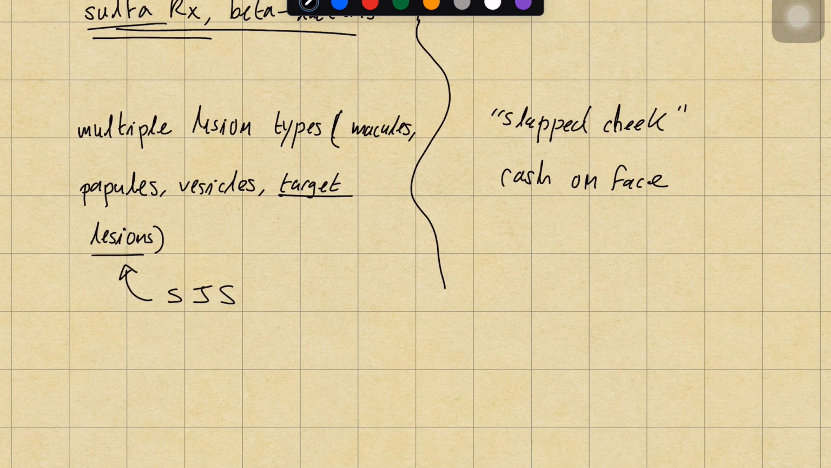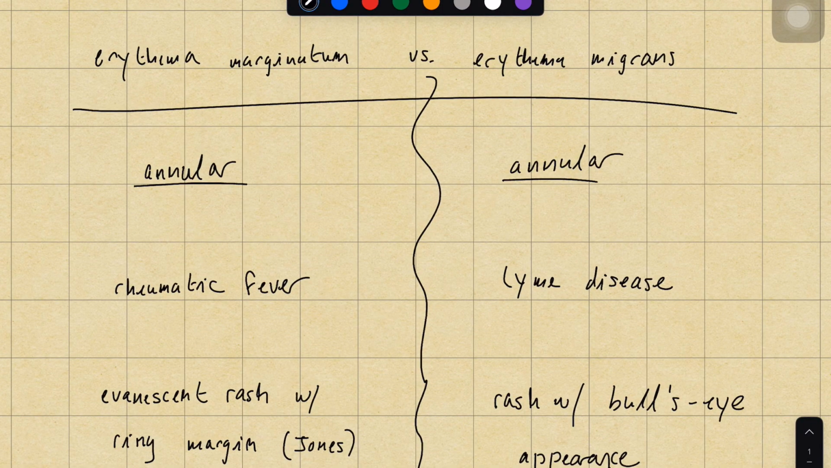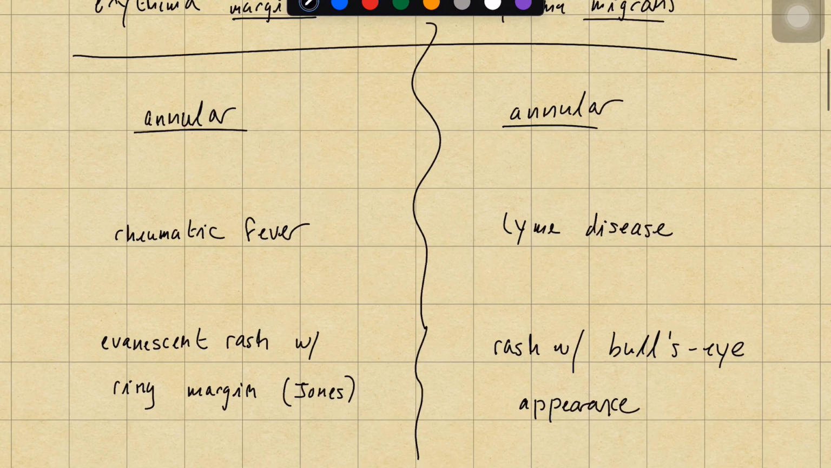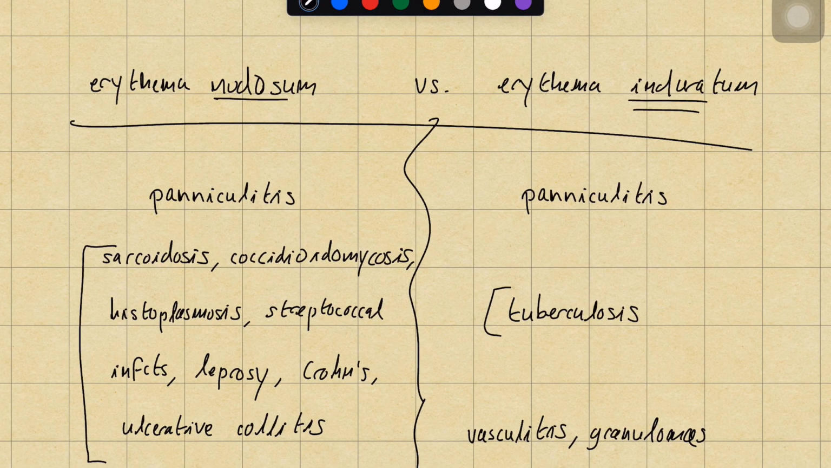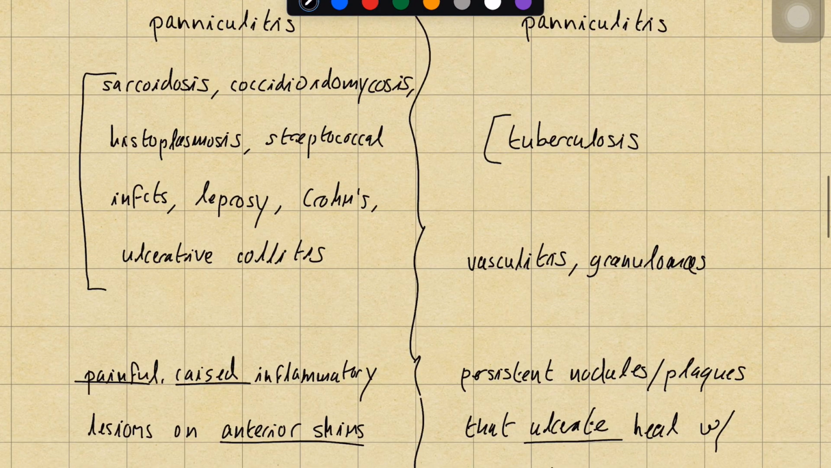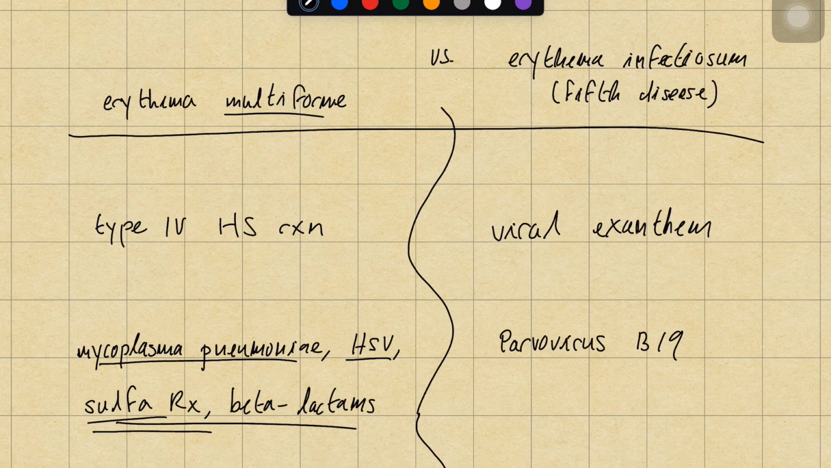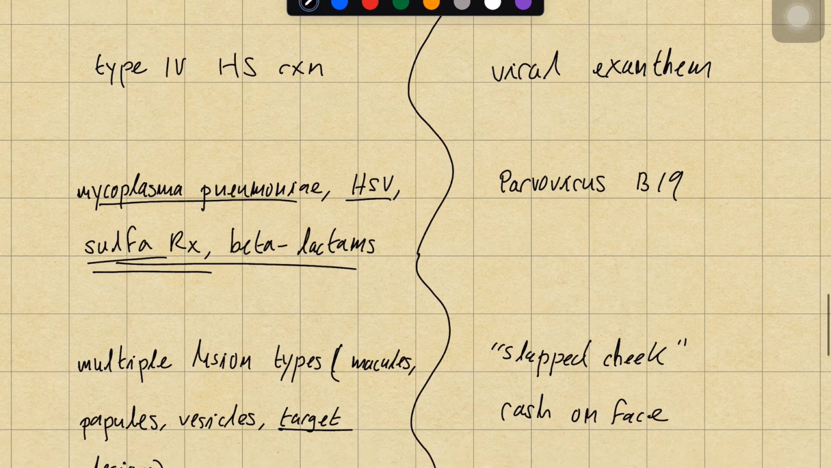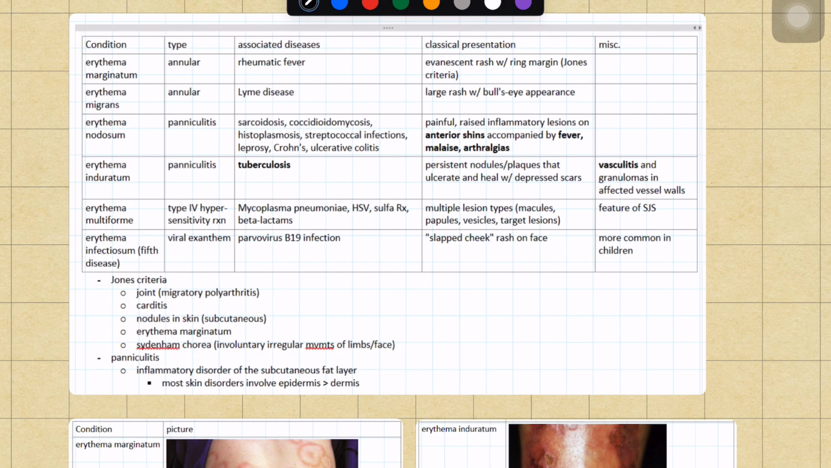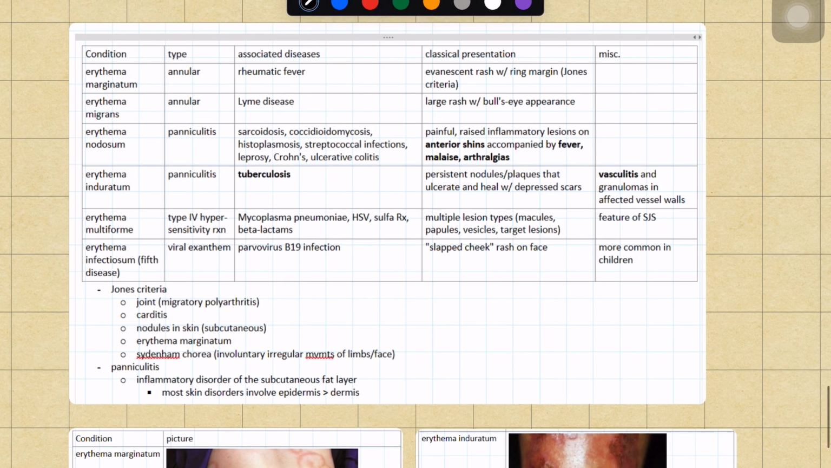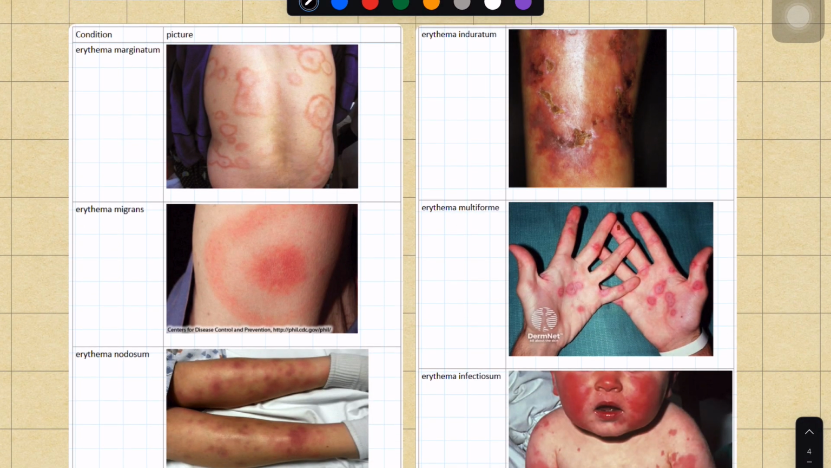These are the different types of erythemas to review. We started with erythema marginatum versus erythema migrans, the two types of annular erythemas, what causes them, and how they appear. We then moved on to erythema nodosum and induratum, the two types of panniculitides. Then we covered erythema multiforme and erythema infectiosum, also known as fifth disease, what causes them and how they appear. Just to show you, here is a table that summarizes all the information I just presented on each of the types of erythemas, and also here are some pictures to accompany each one. I tried to pick out the ones that are most representative.